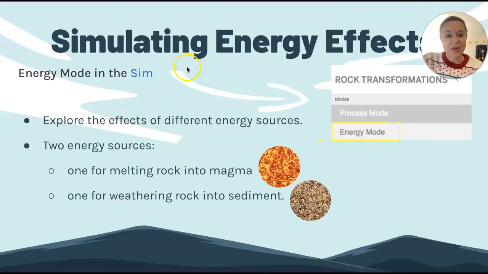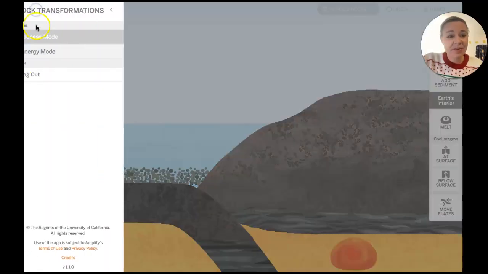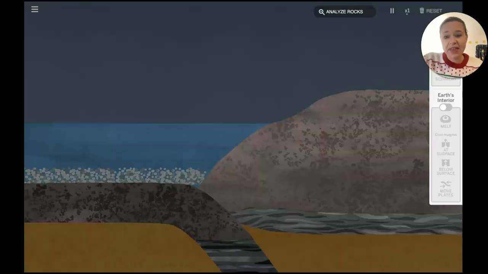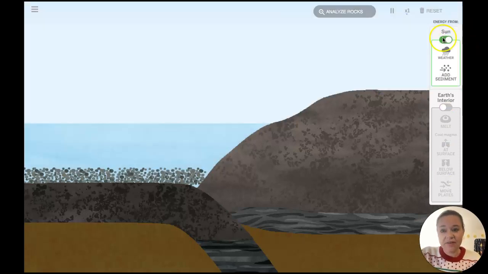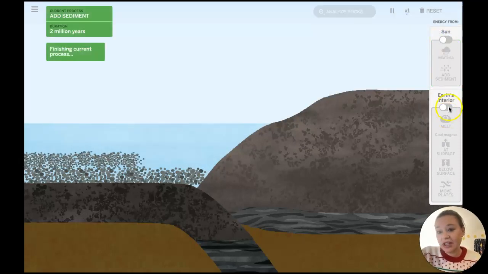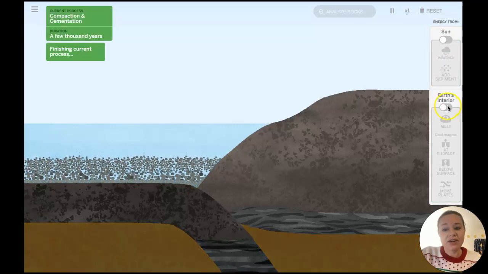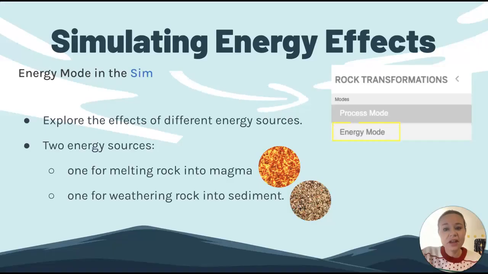Let's see if it will let me open the simulation. Again, we're going to go up to the hamburger. We're going to switch it to energy mode. And then we are going to be able to turn on and off the sun, which is an energy. And we're going to be able to turn on and off the Earth's interior, which is another place that we get energy.